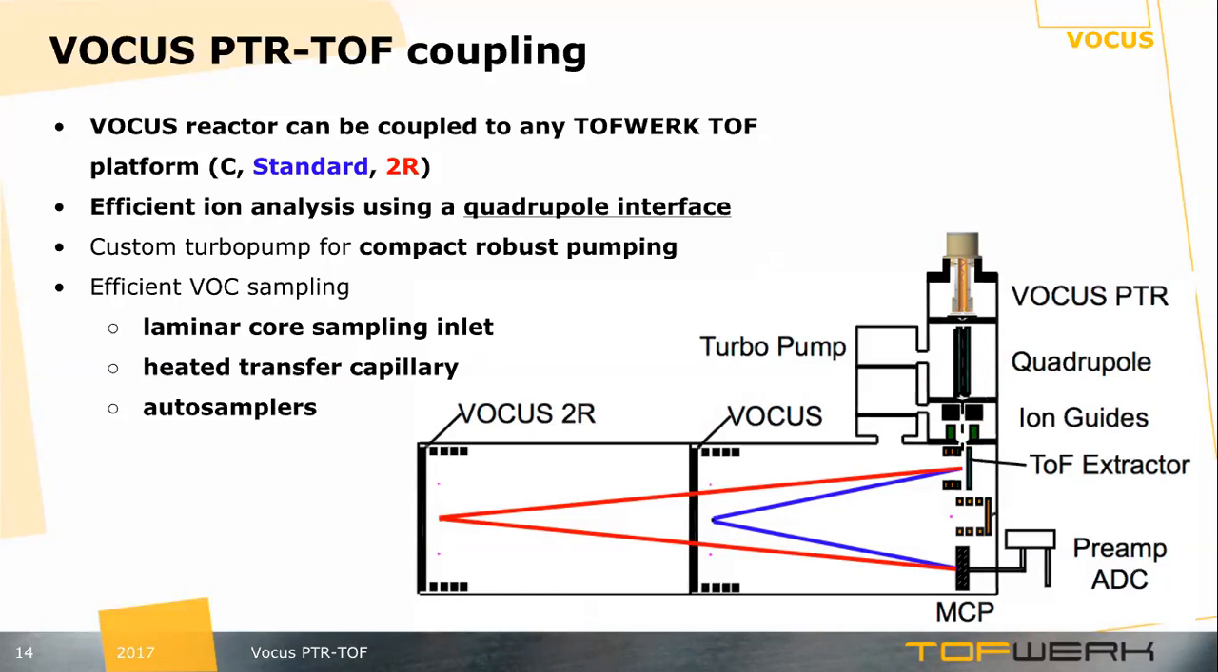In the bottom, I'm showing you two different flight paths. The blue one is for a HTOF, or a standard Vocus instrument. And then the Vocus 2R has a longer flight path, and that's denoted by the red, and that gives you more resolution, which we'll talk about in a little bit more detail in a moment.